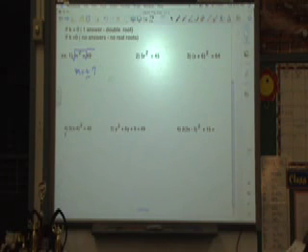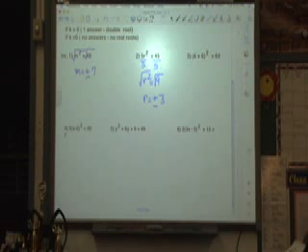Since 49 is positive, I have 2 answers, 2 roots. Number 2, the r squared is not isolated, so first divide by 5, and I get r squared equals 9. Now I can take the square roots of both sides, and I have r equals positive or negative 3. 2 answers since 9 is positive.